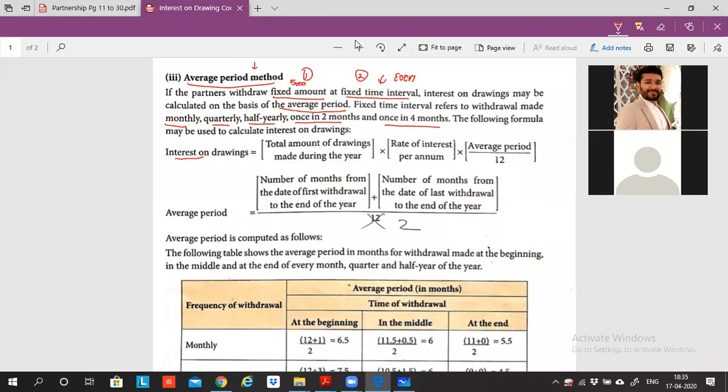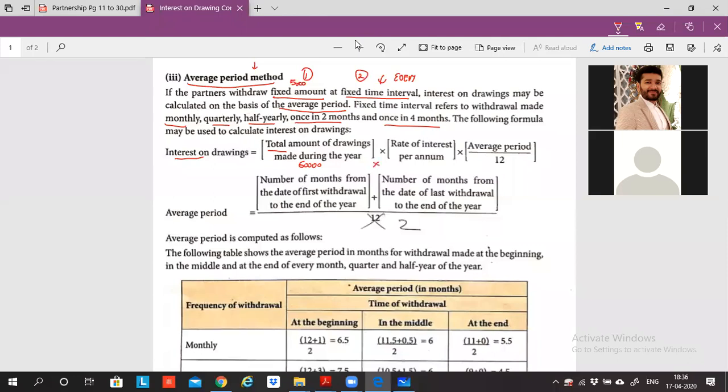So what is the formula? The formula is total amount of drawing made during the year. Now please tell me, what is the total amount of drawing made by the partner during the year? You cannot say 5,000, because 5,000 is withdrawn every month. So total will be 5,000 into 12. So total amount is 60,000 rupees. This person is withdrawing 5,000 every month. In a calendar year, there are 12 months. So this 5,000 is withdrawn for 12 months. So 60,000 is the total amount of drawing made during the financial year, right?